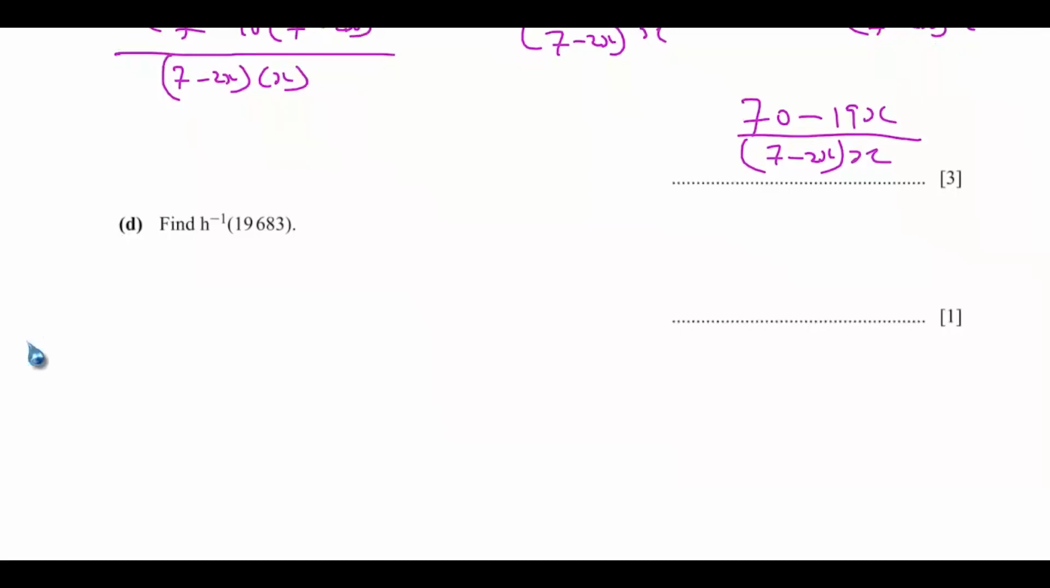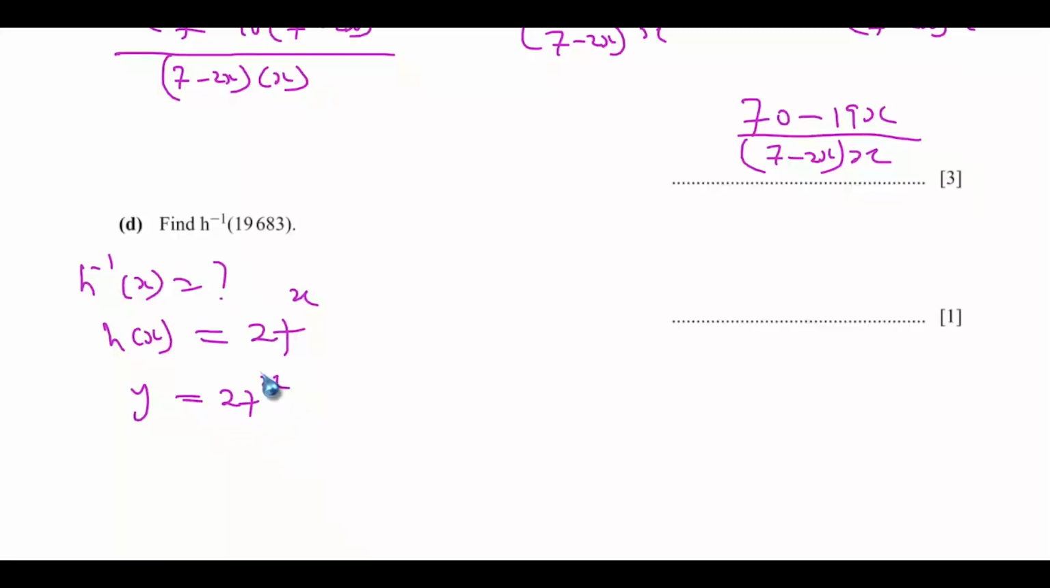Find h inverse of 19,683. So we need to firstly find h inverse of x. So we know that h of x is given as 27 to the power of x. So h of x equals 27 to the power of x. Okay, so let h of x be equals to y. So that will be y equals 27 to the power of x.